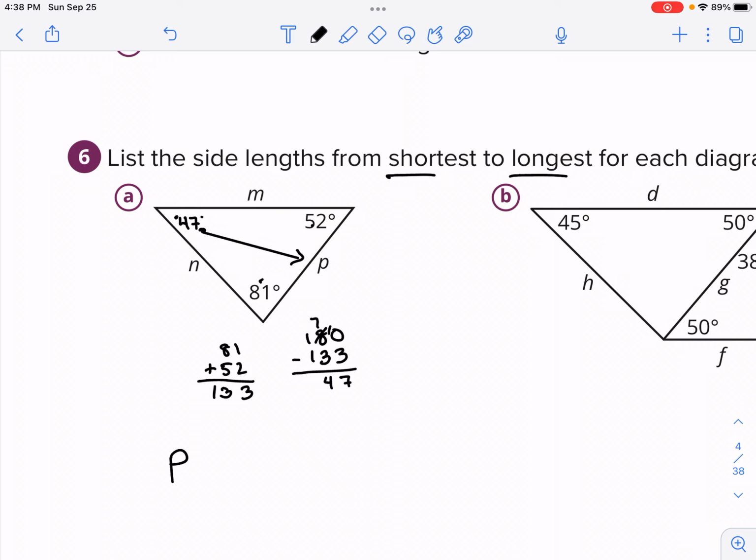So let's go to the next one. Which one's second, in the middle? 52 is smaller than 81, so let's go to the side opposite that. That means N is the middle of the three, and 81 is the biggest. So the biggest side length, the one that's across from it, is M.